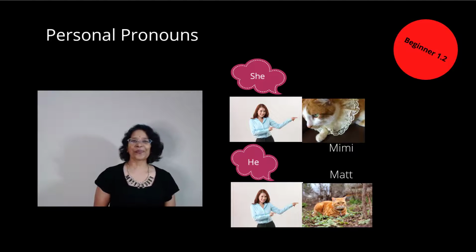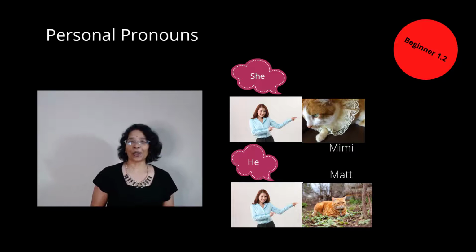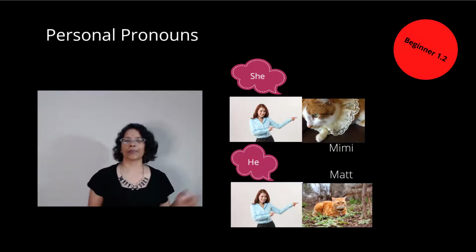Example, the 2 cats here belong to the speaker. They both have a name. The first one is female, it's called Mimi, and the second one is a male, his name is Matt. So when we talk about these cats, we would say she is Mimi, he is Matt.